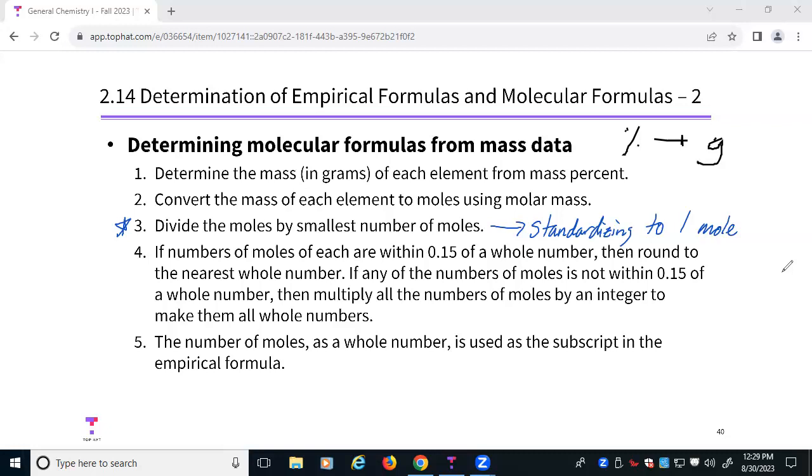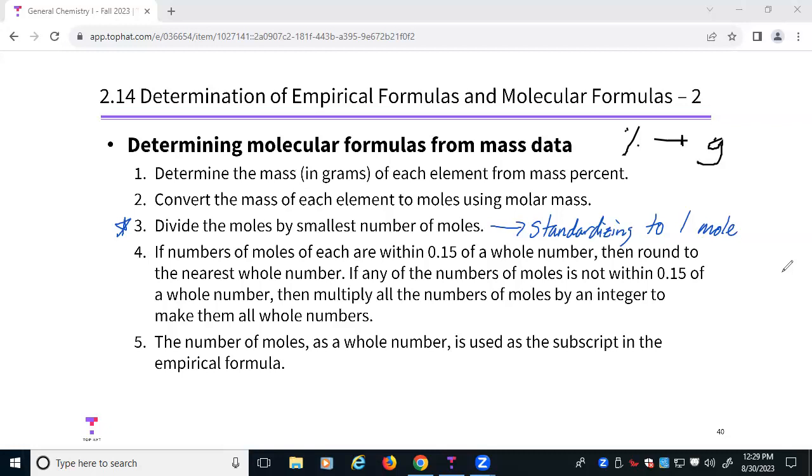We're doing something called standardizing to a mole. By taking the thing that is present in the least amount, we are saying that thing is now 1 mole. Let's compare everything else to that and see if we can get other whole numbers from that calculation. Otherwise, it can be really difficult to compare one element to another if they're all in these long decimal forms.